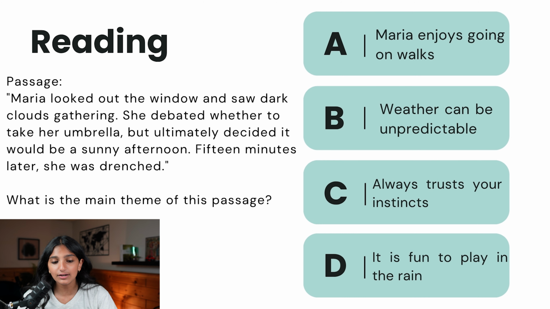Passage. Maria looked out the window and saw dark clouds gathering. She debated whether to take her umbrella, but ultimately decided it would be a sunny afternoon. 15 minutes later, she was drenched. What is the main idea of this passage?